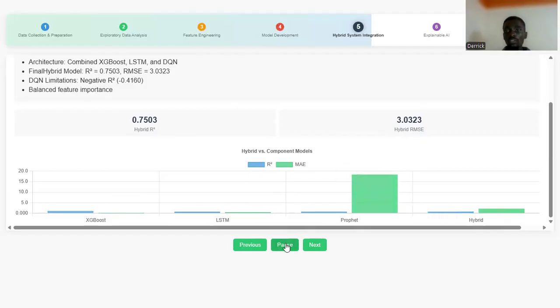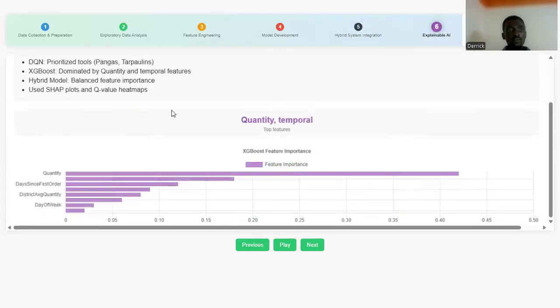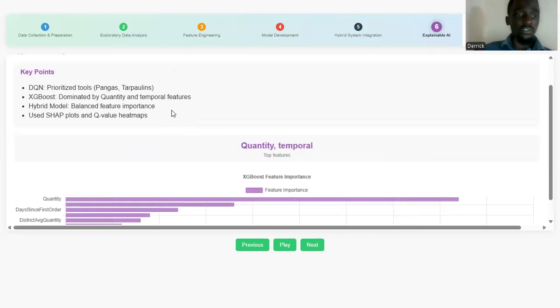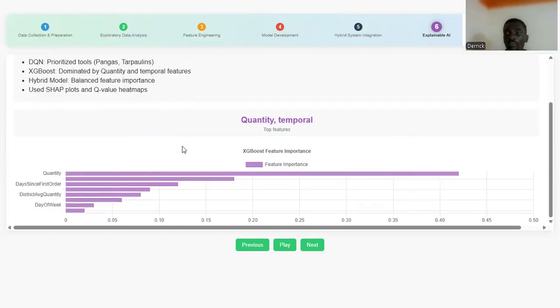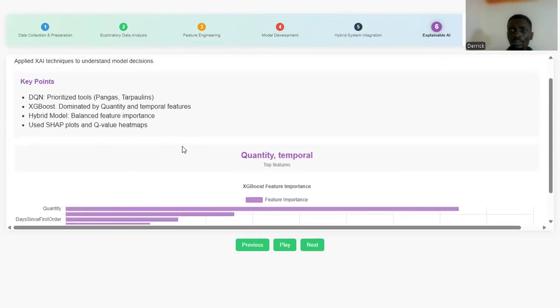Then we also did explainable AI, and during this process, we used SHAP to analyze all these models such that we are able to have confidence in their predictions and understand some important features, why some models make some predictions, and what they depend on.